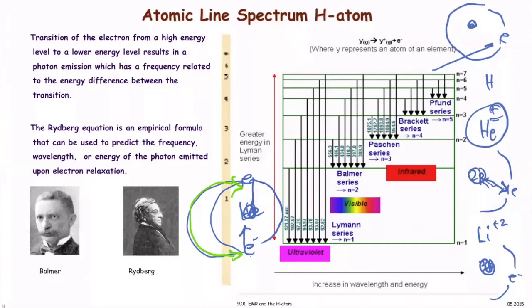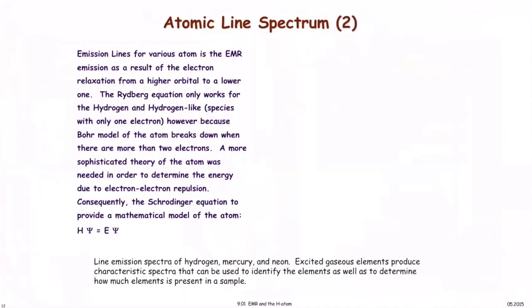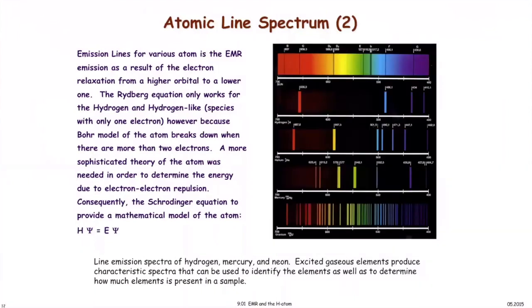And so what happened was that the math model that they developed when they started to look at atoms with more than two electrons started to break down. In fact, it broke down miserably. And so a new theory had to be introduced, a new theory that explains the energy for elements with more than one electron. And that theory was the Schrodinger wave equation. So we'll talk about the Schrodinger wave equation shortly, but again, this is a summary of the atomic line spectrum.